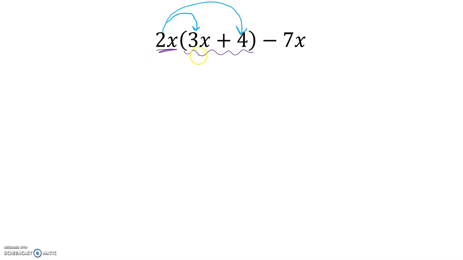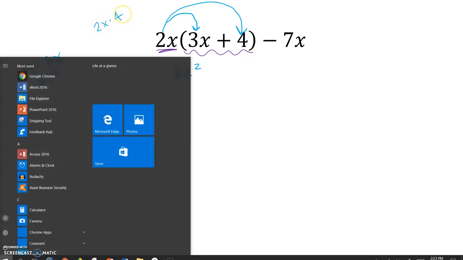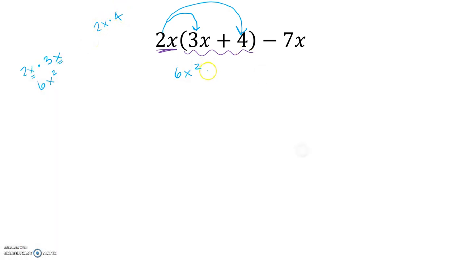So if I have 2x times 3x, I can multiply the 2 and 3 together, so that's 6. And then I have an x times an x, so that would be x squared. And then 2x times 4, I simply multiply the 4 and the 2, and that gives me 8, and I keep the x. I just bring down the negative 7x, it hasn't changed yet.